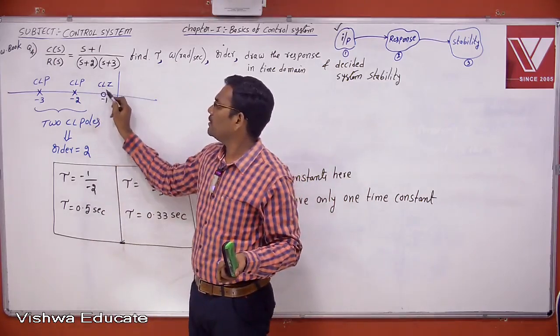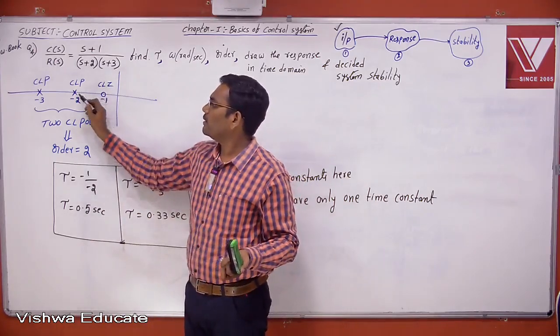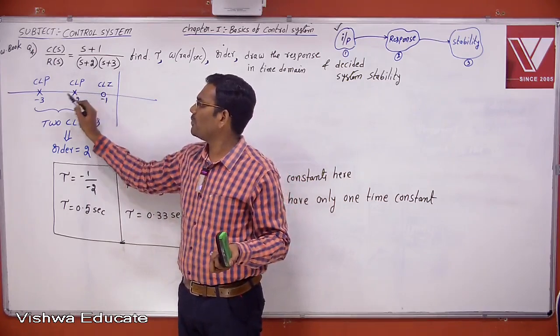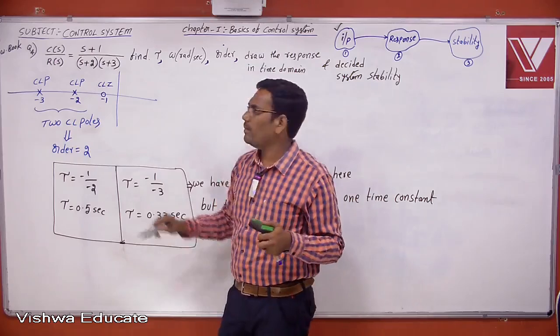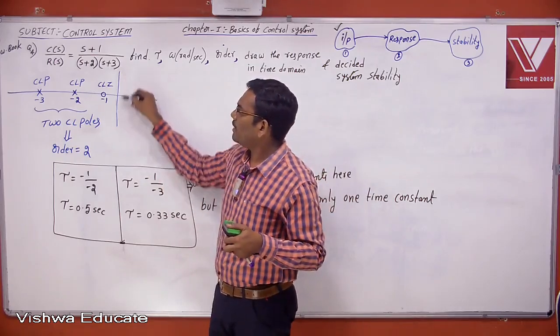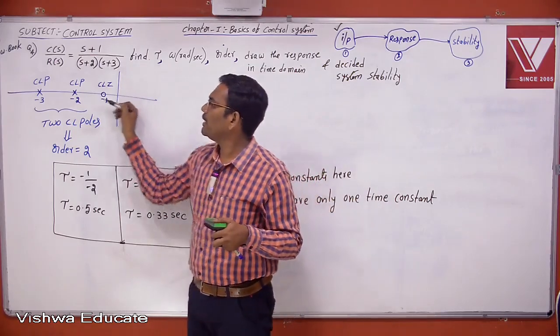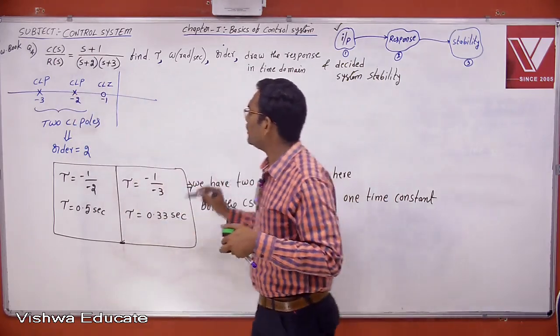Now this is a closed loop zero, forget about that. Then this is a closed loop pole, real part. This is also a closed loop pole, real part. Is there an imaginary part? No imaginary part, because the poles do not have any imaginary part. Therefore it has only real part, no imaginary part.